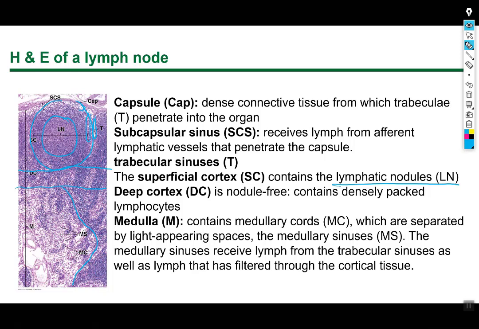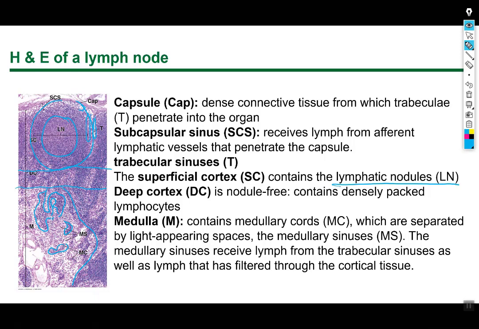So the medulla is populated by medullary cords, and I know that the lines actually don't do a good job showing you what those cords specifically are, so I'll outline them for you. So you can kind of make them out a little bit better if I give them an outline, like so. And then the medullary sinuses are the spaces between them. So the cords are just columns of cells, and the sinuses are the lighter appearing spaces between them.